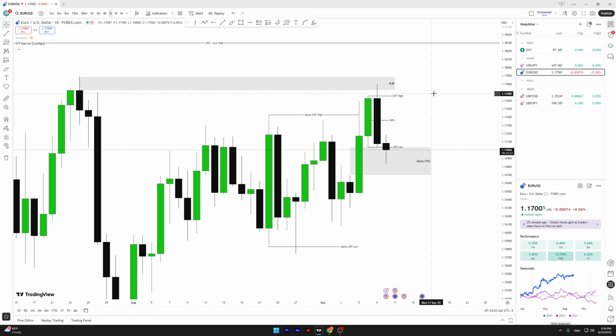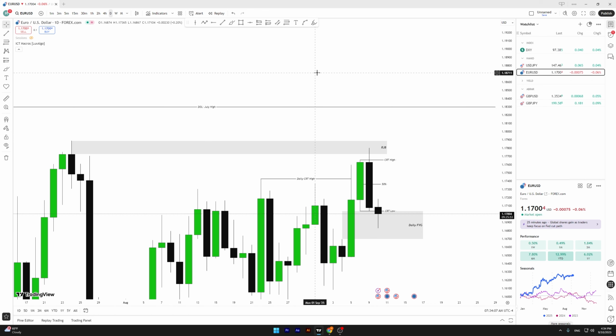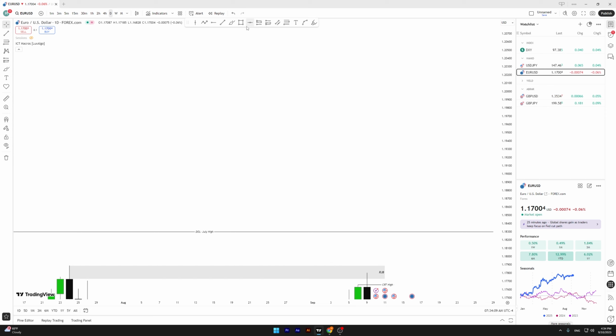Now after marking my PY, I wait for my entry model in 15 minutes. So basically my entry model looks like this. This is my PY, the high time frame, in this case a rejection block. I will wait for price to tap into my PY in 15 minutes. So price went into my PY.